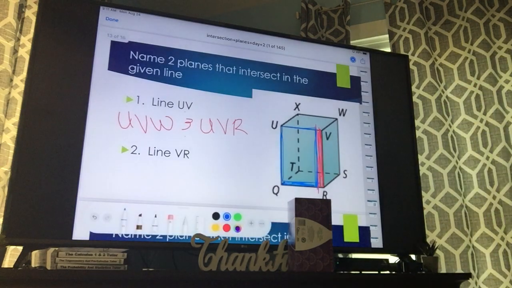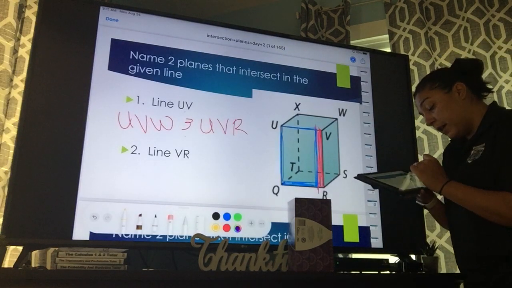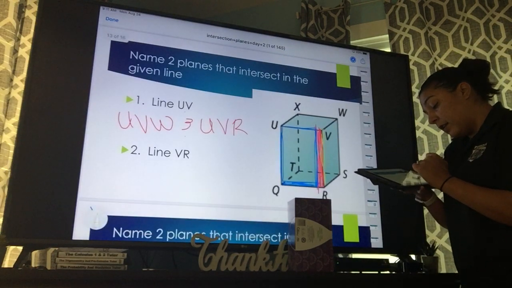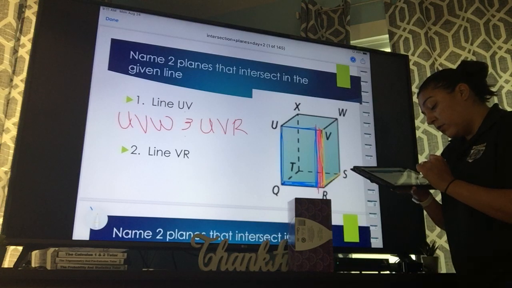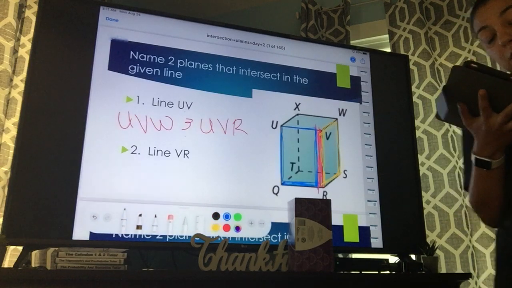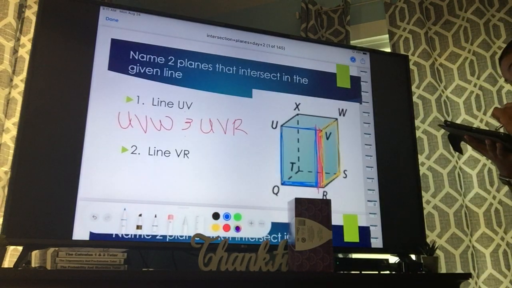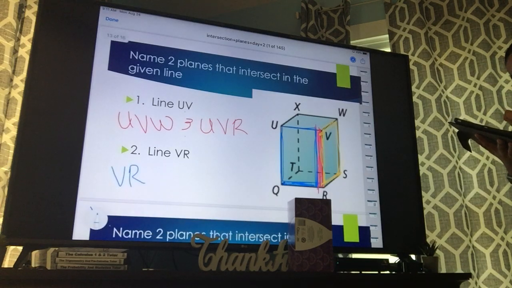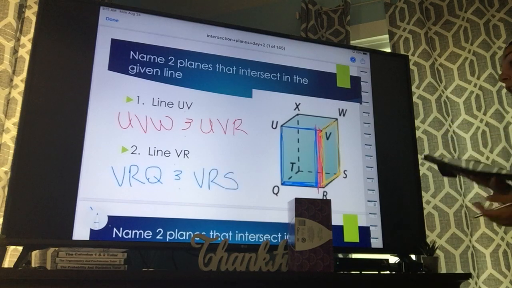Okay, and then if I was looking for another one, I need something that's going to be, so you can start by the line of color. Okay, the red one. And we know that this corner one is also touching. Okay, so it's just a matter of labeling it. So you got, we could say VRQ and VRS.